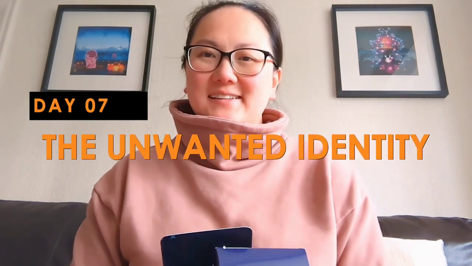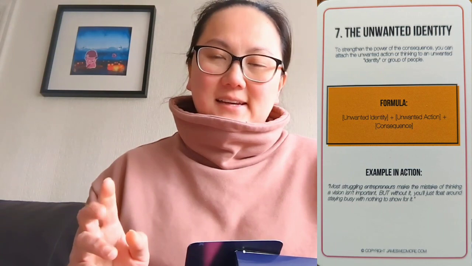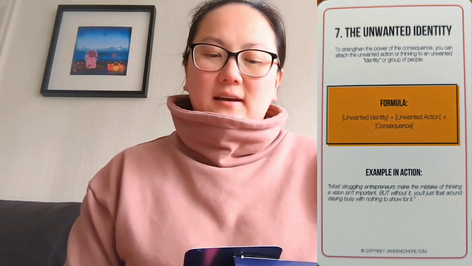So for today we've got the unwanted identity. To strengthen the power of the consequence, you can attach the unwanted action or thinking to an unwanted identity or group of people. The formula: unwanted identity plus unwanted action plus consequence. Okay, this is a little confusing, but I'll do my best with it.